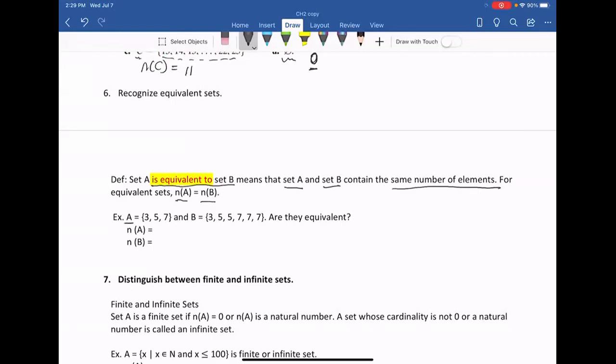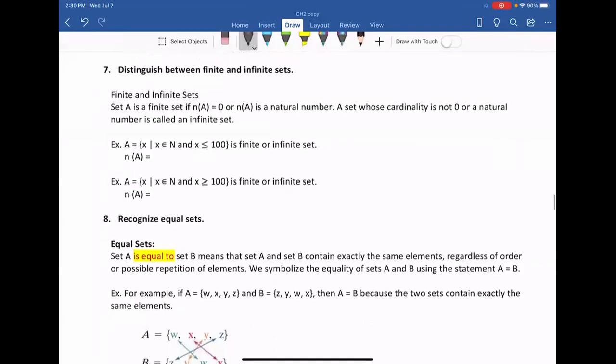For example, A equals 3, 5, 7. This is the previous example. And B equals 3, 5, 5, 7, 7, 7. I prefer to cross out the repeated elements. So n of A is 3, n of B is 3. They are equal, they have equal cardinality. So set A is equivalent to set B. Next part, 7. Distinguish between finite and infinite sets.